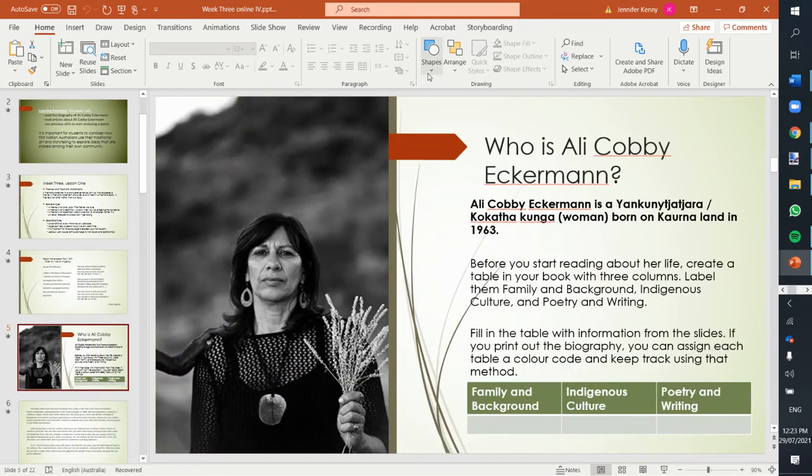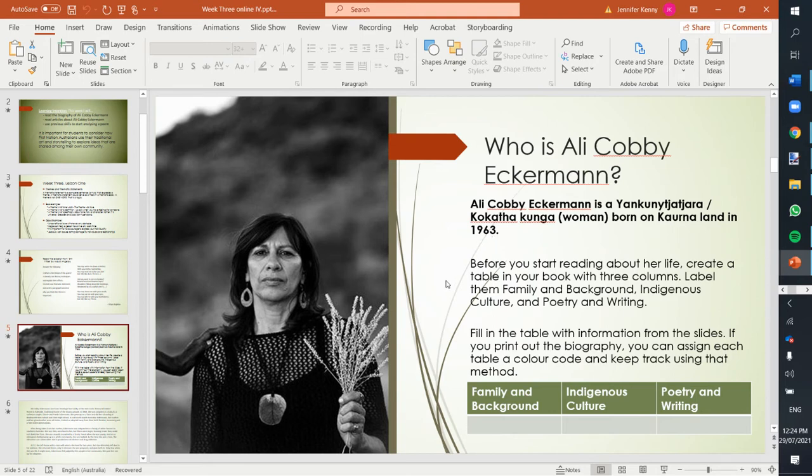All right, next up we have: who is Ali Cobby Eckermann? Ali Cobby Eckermann, and I am really sorry, I am going to butcher this pronunciation. I was taught it last year, but I've totally forgotten how to say it. So Ali Cobby Eckermann is a Yankunytjatjara/Kokatha Kanga woman, born in Kuranaland in 1963.